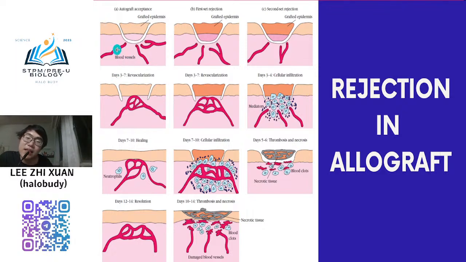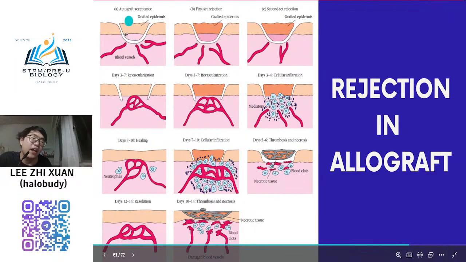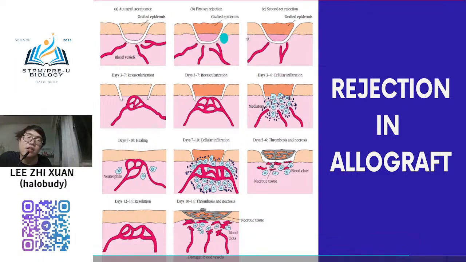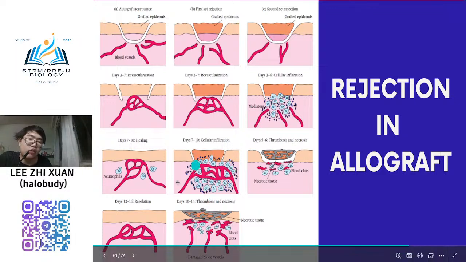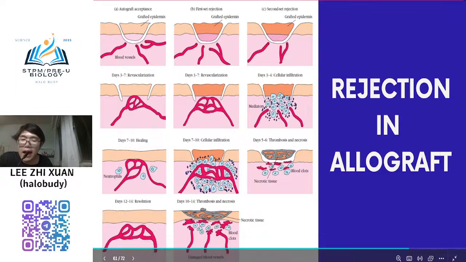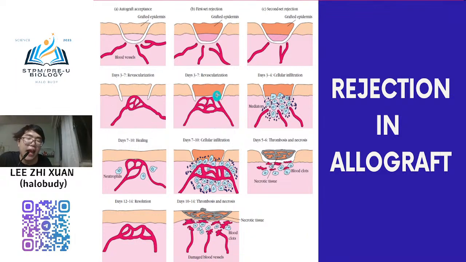Okay, so if you see this autograft, you can see there are no rejection, right? But if you see this allograft, this skin, they receive the new skin, and after few days, especially after 1 week, inflammation will occur. Meaning that your immune cell, your white blood cell, start to attack this skin already, because your immune cell thinks that this is non-self.